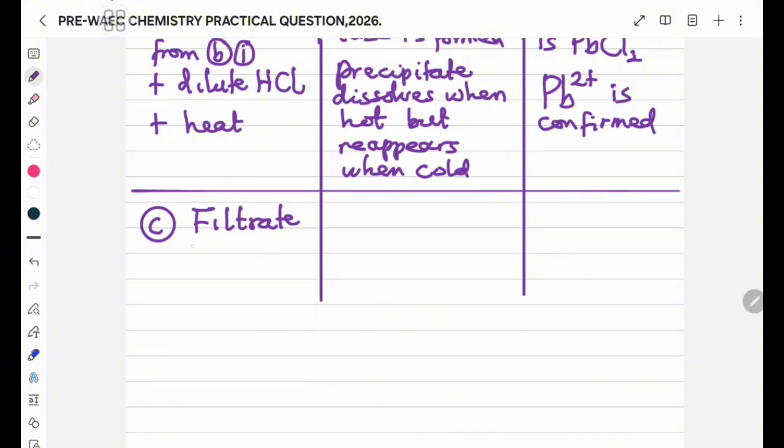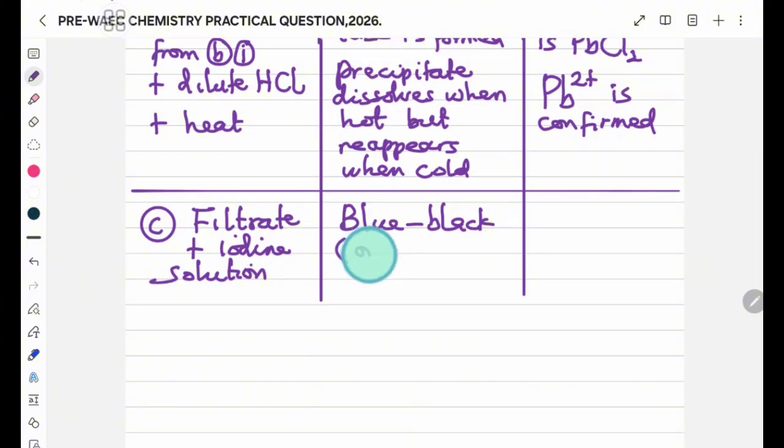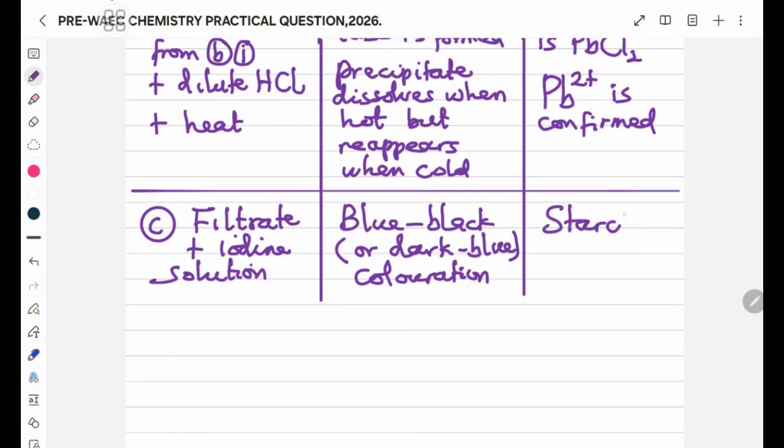So when you add iodine solution to the filtrate, if starch is present, a blue-black or dark blue coloration is going to be seen, and that confirms the presence of starch. So there is starch in sample C.